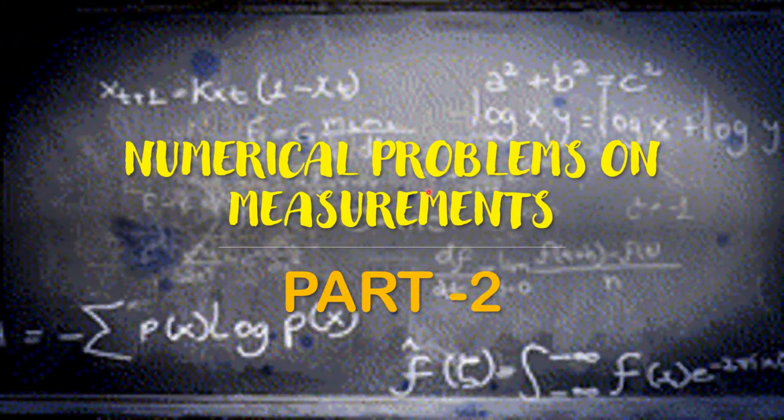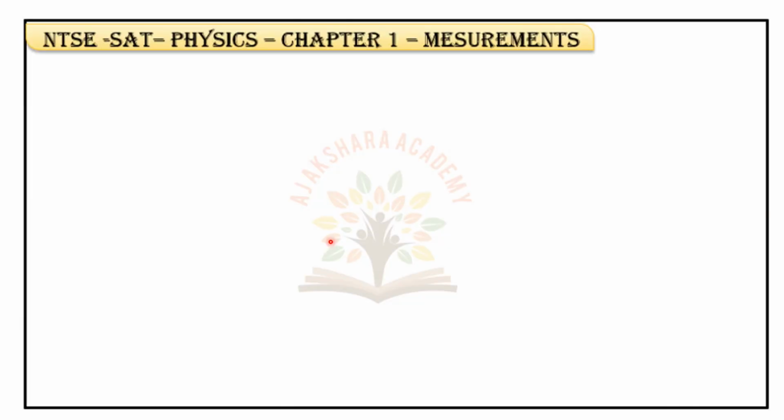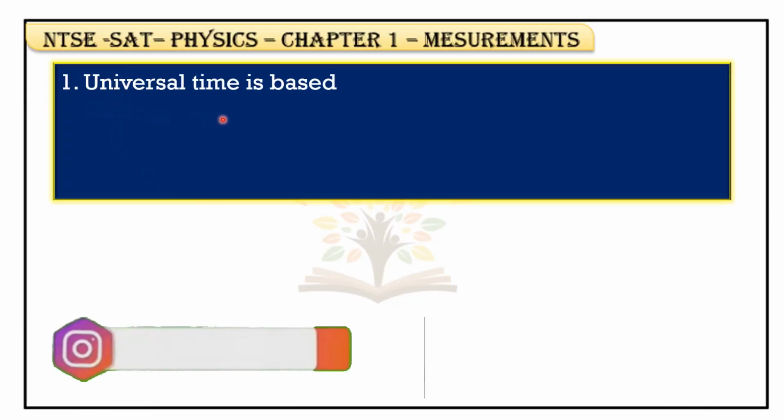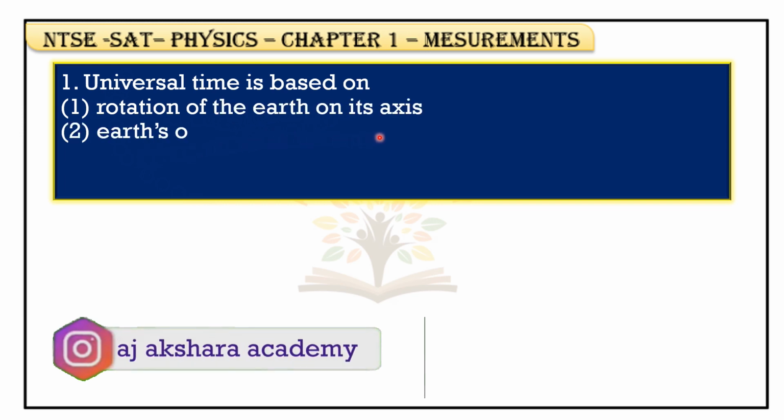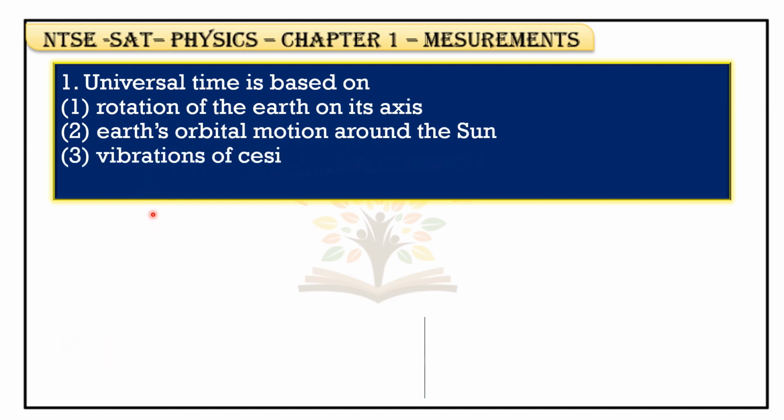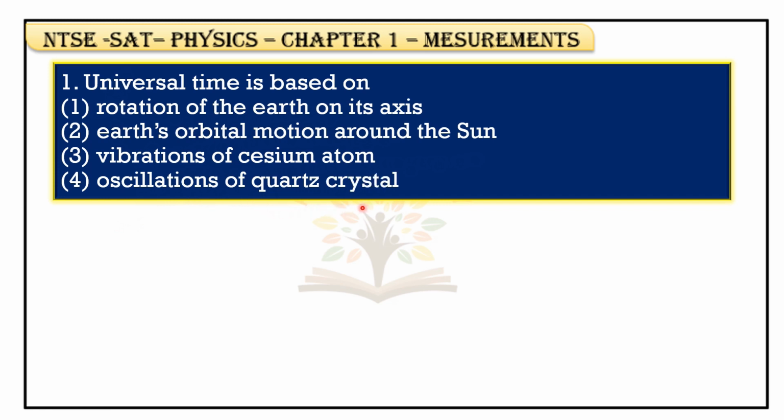Okay, let us go to today's session. First one. Universal time is based on rotation of the earth on its axis, earth's orbital motion around the sun, vibrations of cesium atom, oscillations of quartz crystal. Here universal time is based on vibrations of cesium atom. Okay, third option is correct.